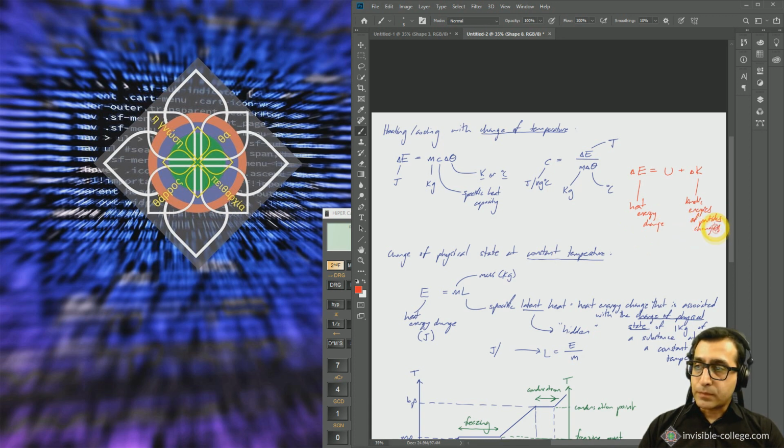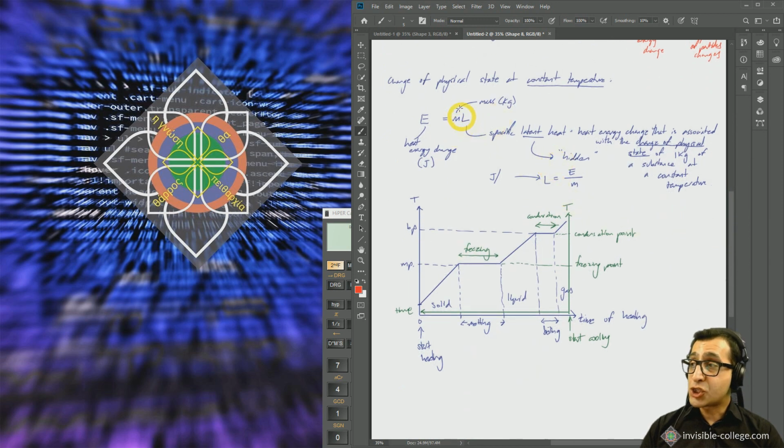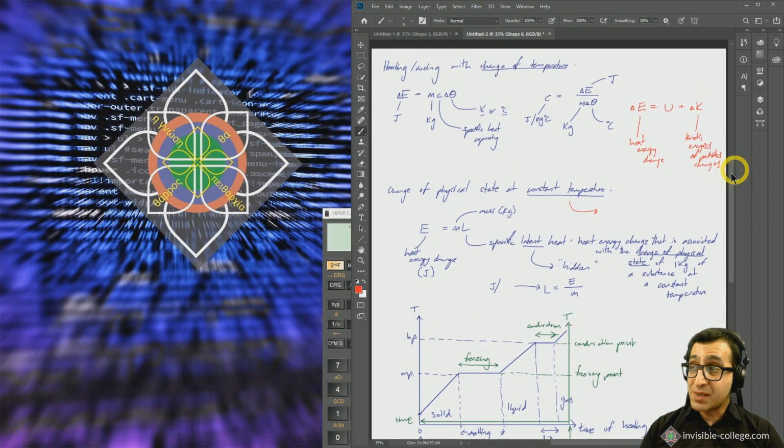Changes. So this equation here applies to this situation where the temperature of an object is changing. But when something is changing its physical state at a constant temperature, what this means is you are supplying heat energy to an object to melt it or to boil it. You are taking away heat energy from an object when you condense or freeze it. The difference here is the heat energy change that takes place is not changing the average kinetic energies of the particles. It's not changing the temperature. It's changing the bonding between those particles.